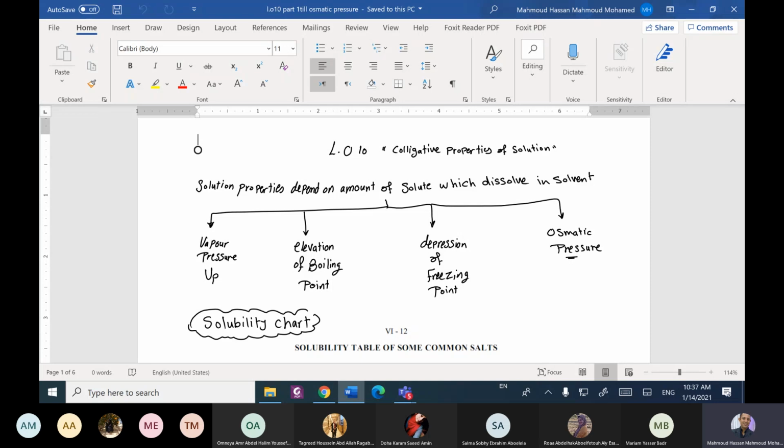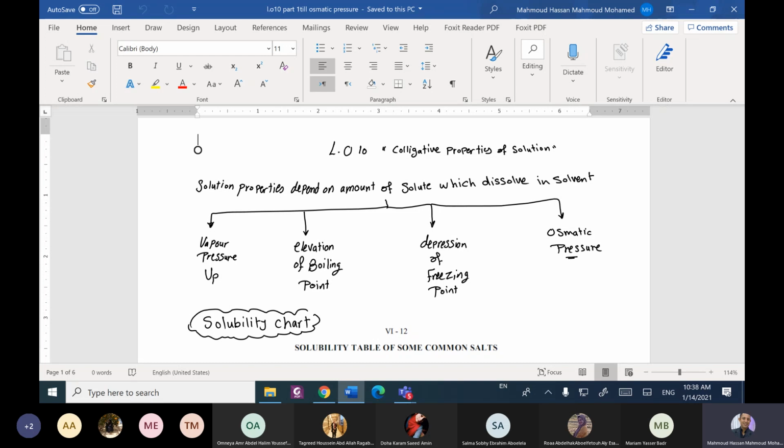But before talking about these properties, we must return to determine the ability of ionic salts to dissolve in different solvents, especially in water, since water is one of the polar solvents that we deal with to dissolve thousands of substances, especially salts.